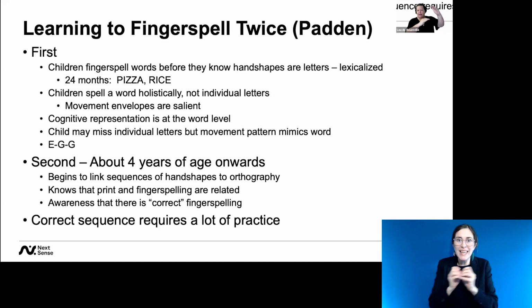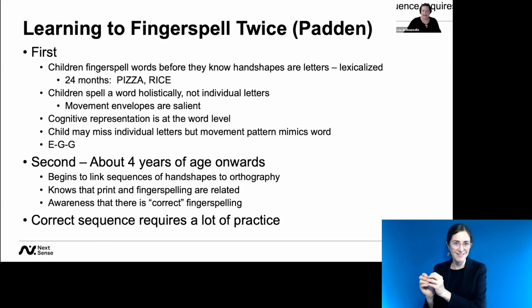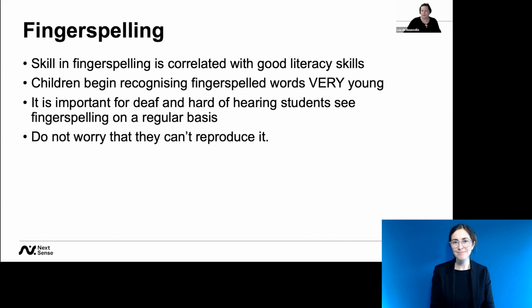So in this first stage, it's just like a sign. Your hands do this. They're not seeing it as separate letters. Then from about 4 or 5 onwards, they start learning that each of those hand shapes or hand configurations equals a letter. And they're aware that things get spelt like this. And then it takes a lot of practice to be spelling all of the words. So it is actually super important that you do fingerspell to your kids early and often.